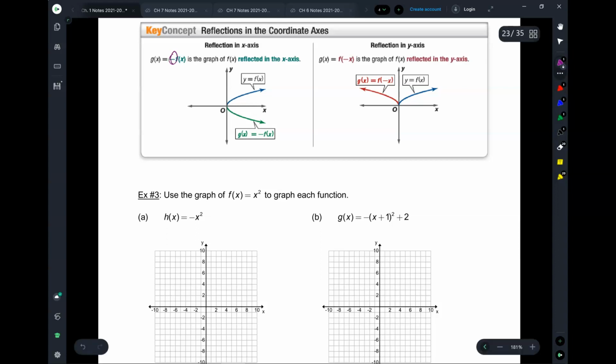What if you have a negative in front? That's a reflection around the x-axis. So instead of going up, you go down. So if you have a negative in front, it's a reflection around the x-axis.